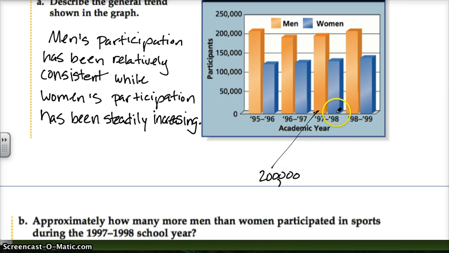And the women were somewhere in the neighborhood of, I'm going to go with, this is 100, this is 150. This looks like it's just slightly above the middle. I would have said 125. I'm going to say 130.